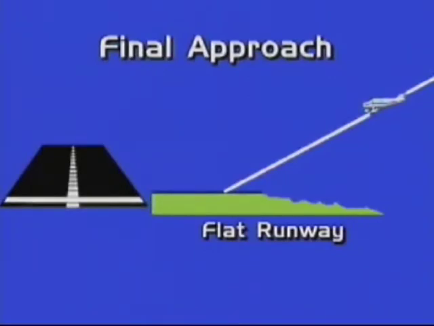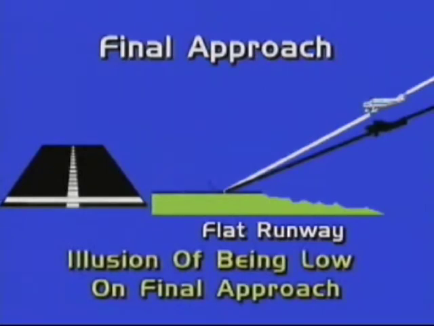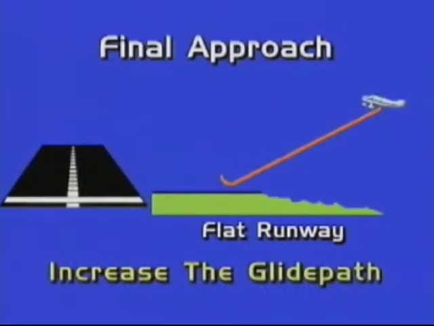With an upsloping terrain with a flat runway, you may have an illusion of being low on final approach. If you believe the illusion, you may respond by pulling the nose up to increase the glide path, which may result in a low-altitude stall or a missed approach.